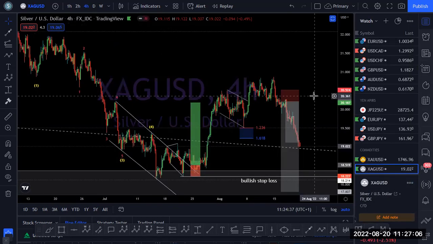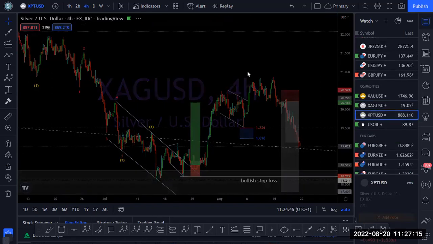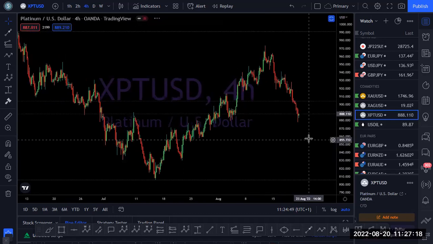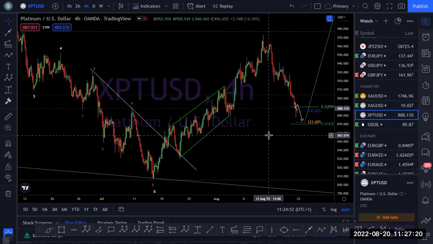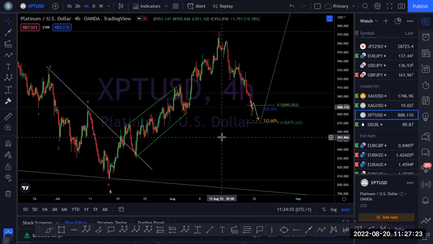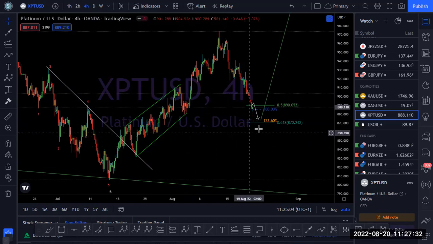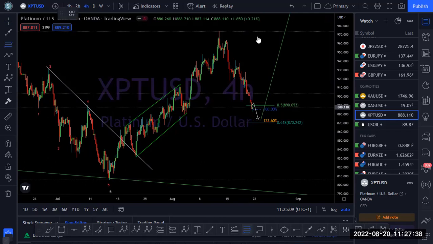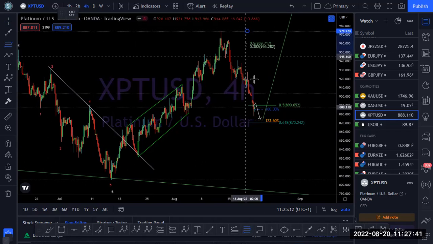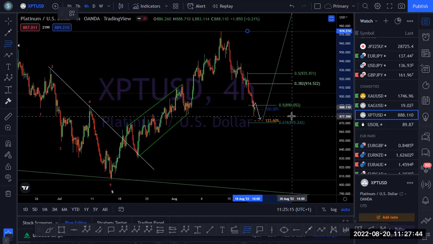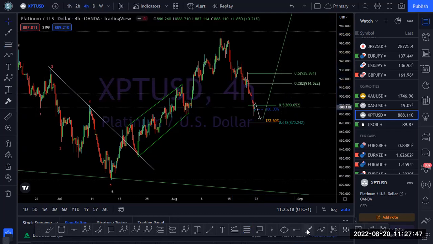Platinum. Platinum, gold, silver, they move somewhat similarly, but sometimes a little different. On gold and silver, I'm expecting a new low, but on platinum, I'm not expecting a new low. The worst we can get on platinum is this. Let me do this. The worst we can get on platinum is this.